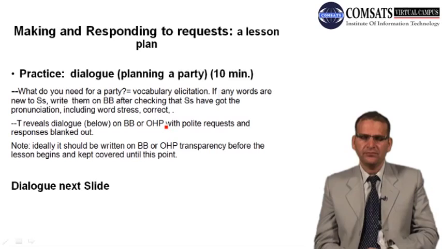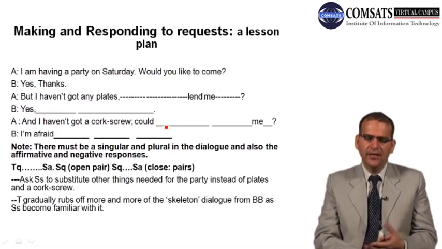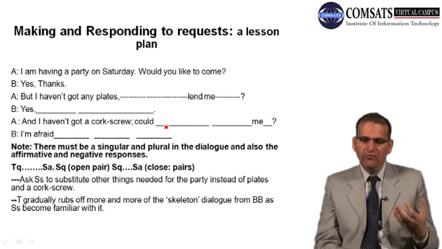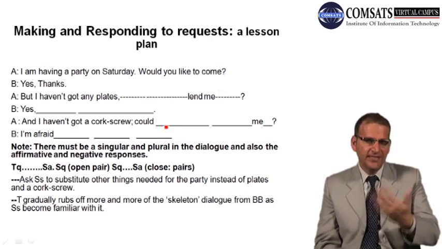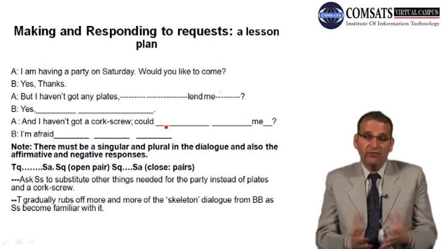Okay, now there is a dialogue. You can see here is a dialogue for the practice. I'm having a party on Saturday. Would you like to come? Yes, thanks, but I haven't got any plates, right? I haven't got any plates. Could you lend me some? Clear? These are the blanks that have been left out. So, I'm going to have a party. I'm having a party. I'm going to arrange a party on Saturday.